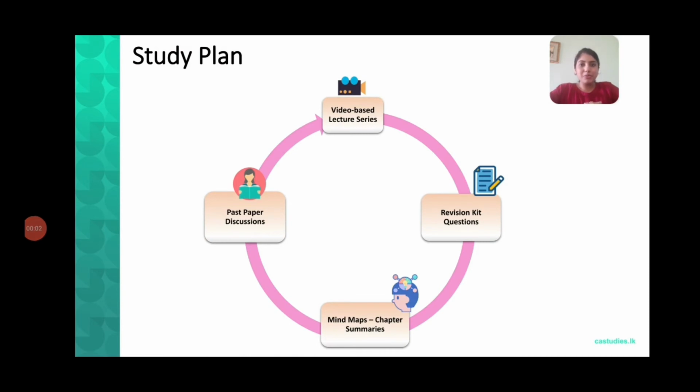So we've come to the end of the presentation, and the last slide is the study plan, which I initially told I'll be sharing with you all. So we at CA Studies would deliver video-based lecture series, do revision kit questions after each chapter, provide you mind maps, that means chapter summaries for you to remember the key concepts of management accounting, and to do past paper questions that will be discussed towards the end of the lectures, and that will enable you to pass your exam confidently at the first attempt.